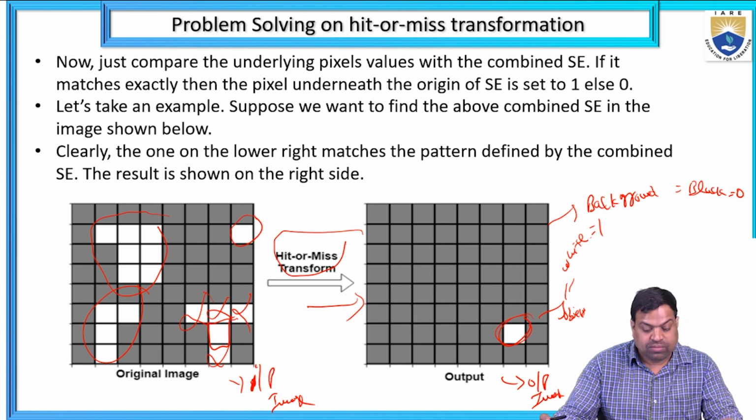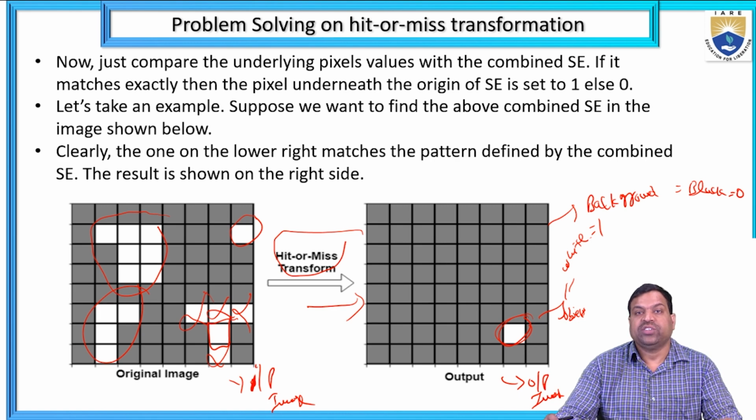So we just compare the underlying pixel values with the combined structuring element, and if it matches exactly, then the pixel underneath the origin of the structuring element is set to 1, else it is 0. And let's take an example of the following to find the above combined structuring element.